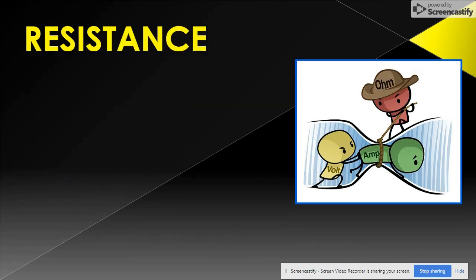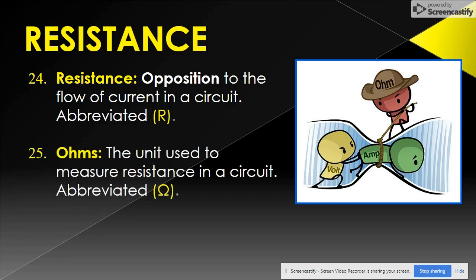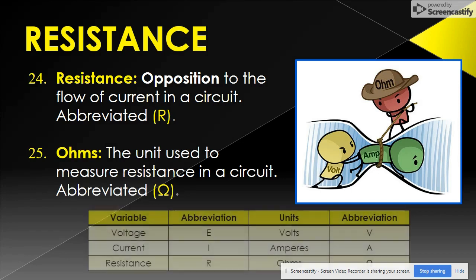The third variable in electrical circuits is resistance. Resistance is the opposition to the flow of current in a circuit. We see this indicated on diagrams and formulas as the capital letter R. Every electrical load in a circuit, such as a light bulb, heater, speaker, motor, or other device being powered, provides some resistance to the flow of current, and these electrical loads add up to the total resistance of the circuit. We measure resistance using a unit called ohms, which is abbreviated with the Greek letter omega. It can be tricky to remember the abbreviations and units for these three variables, so here's a chart for your reference.